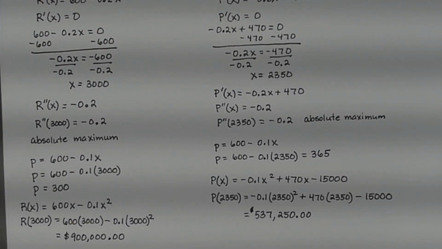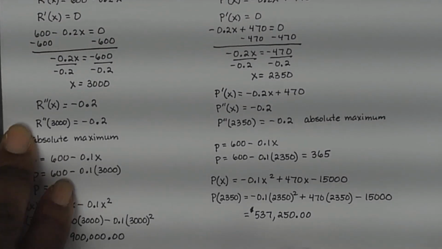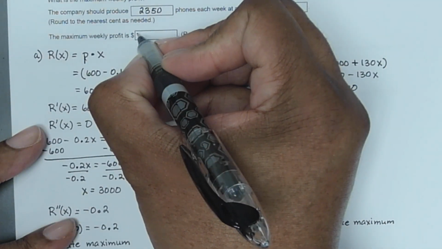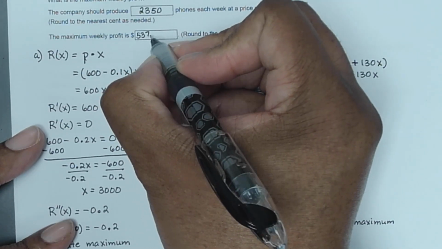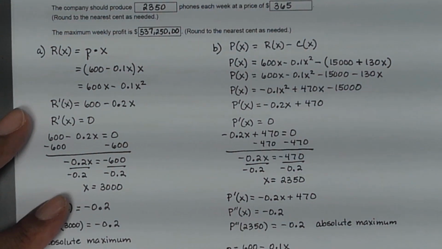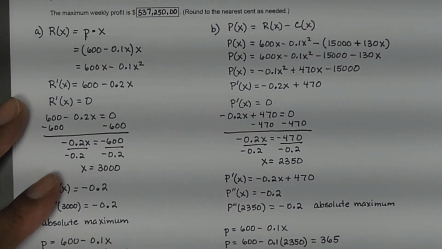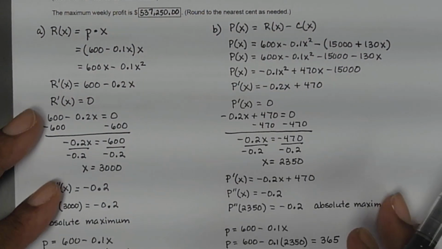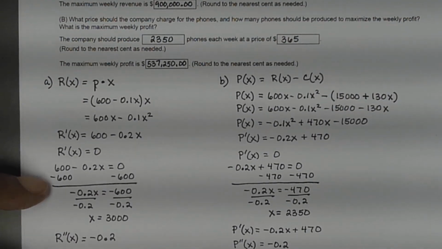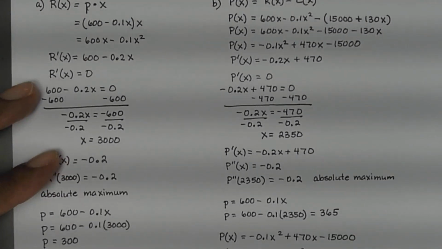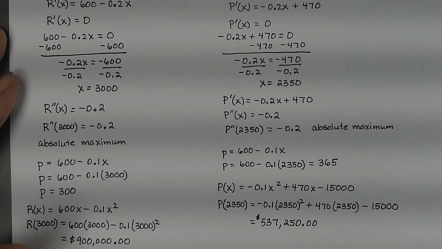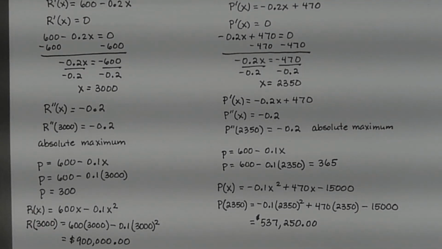So that means that the maximum weekly profit, if I go back up here, would be $537,250. Notice I'm putting 2 zeros behind the decimal point, because they did say here round to the nearest cent as well. Okay. So all of this is part B. And again, feel free to pause the video if you need to write some of this stuff down.